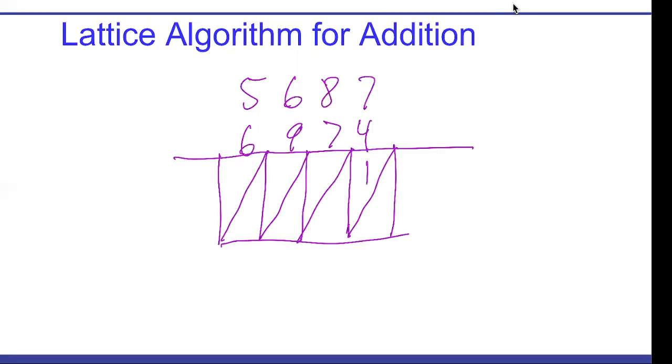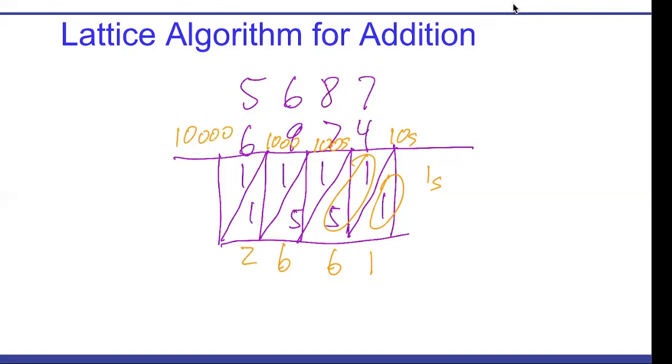7 plus 4, 11, 15, 15, 11. And now we look at the diagonals. So there's 1 in the ones. Here's the tens. That's a 6. Here's the hundreds, another 6, the thousands, a 2, and then the 10,000s with a 1. So our answer is 12,661.